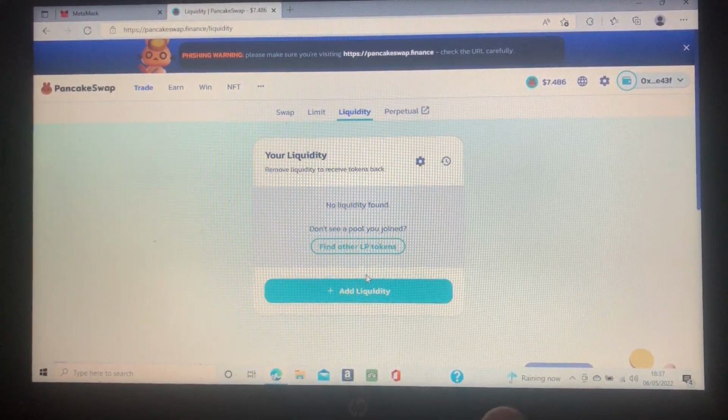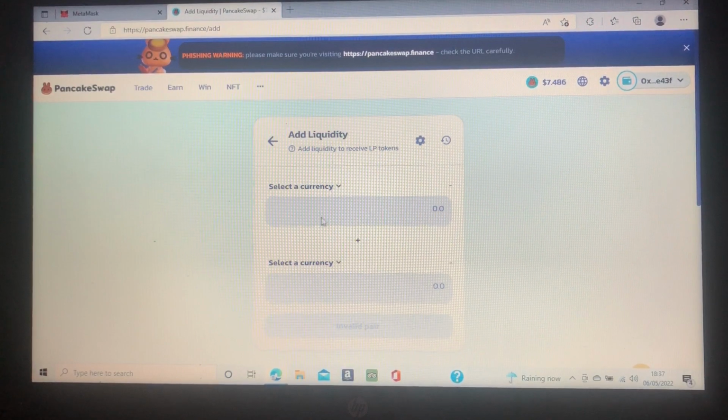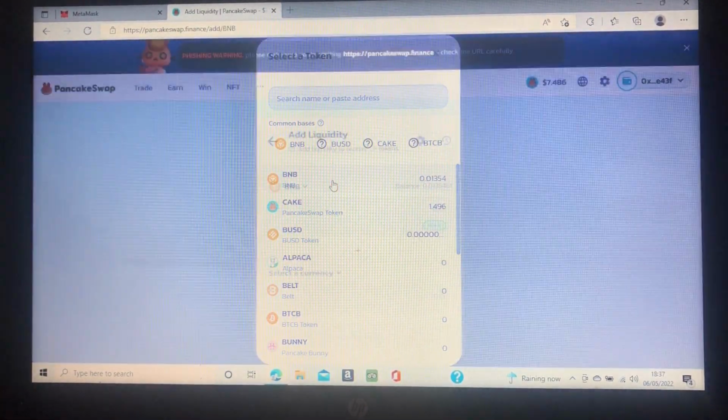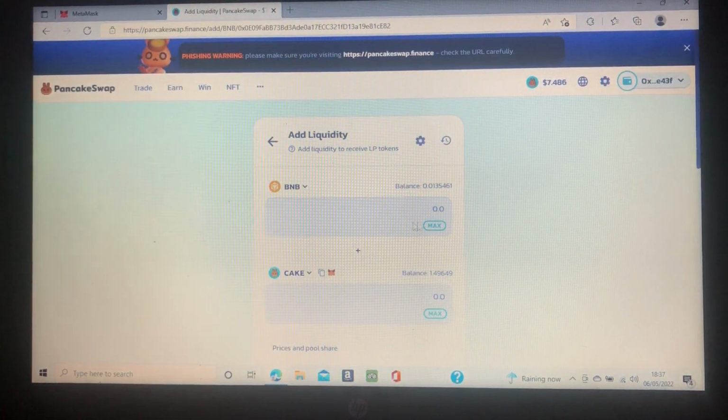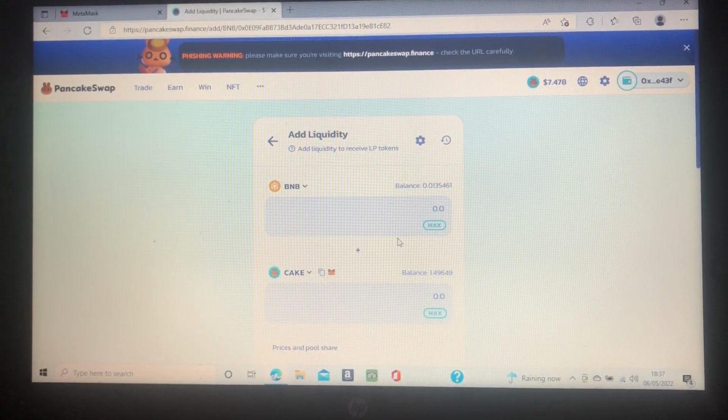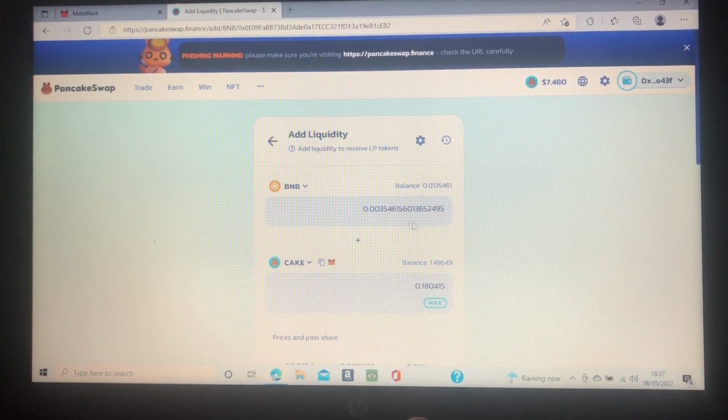All right, so if I want to add liquidity, let's say for BNB cake, I could just come here and select BNB, come here, select cake. Now for liquidity, it must be equivalent. If you're using 1 BNB, the cake must be equivalent to that, the same as 1 BNB if you swap at current market price. So I think my cake is more than the BNB I have. All right, I'm going to use max. Max doesn't even give me what I want.